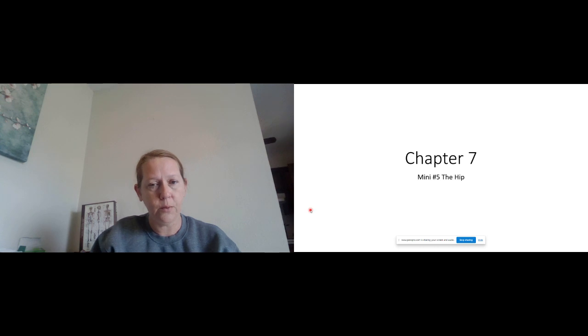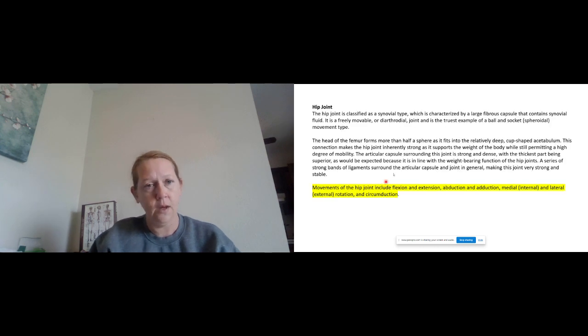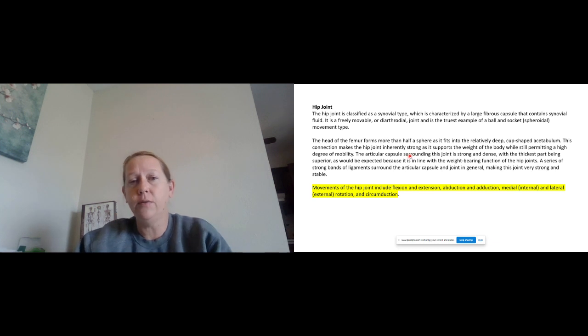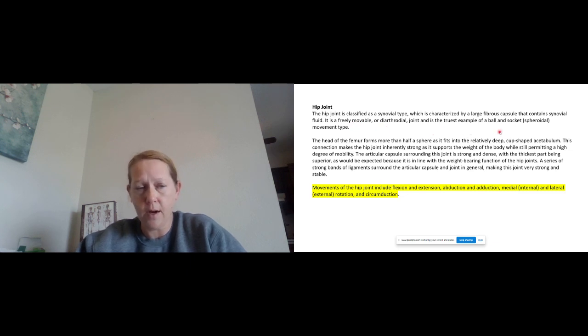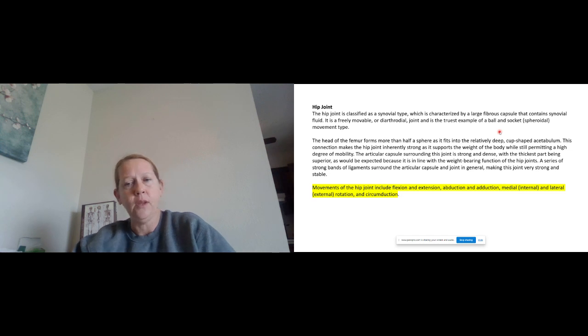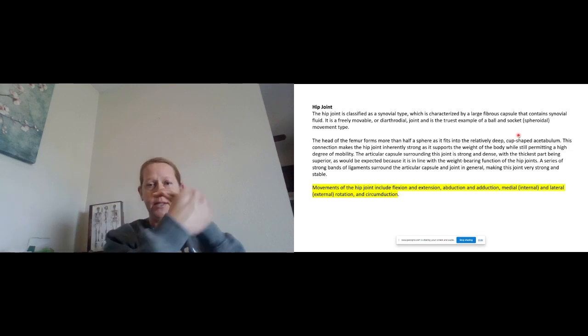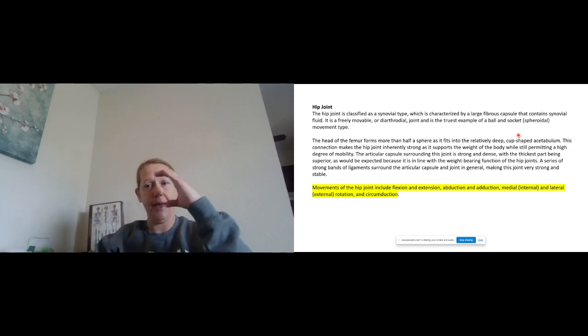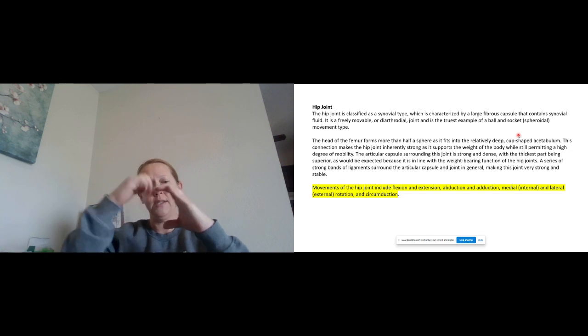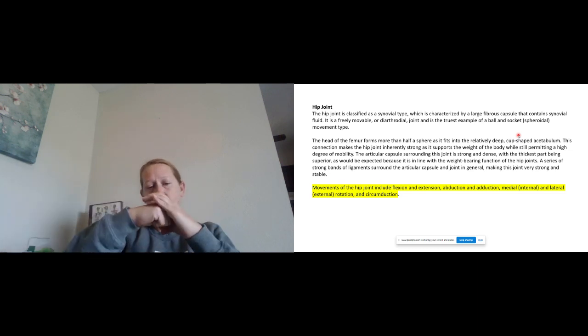Give my little laser pointer. All right, so the hip. The hip joint is classified as a synovial type, and it has a large fibrous capsule that contains synovial fluid. It is freely movable, or diarthrodial, which is what freely movable means, and it is the truest example of a ball and socket movement type. So the head of the femur forms more than half of a sphere as it fits inside of the cup-shaped acetabulum. The acetabulum is part of the pelvis, and this is where the femur sits inside of it.